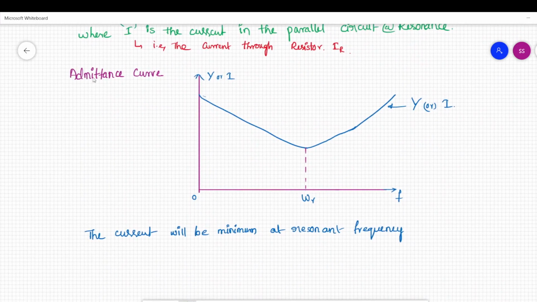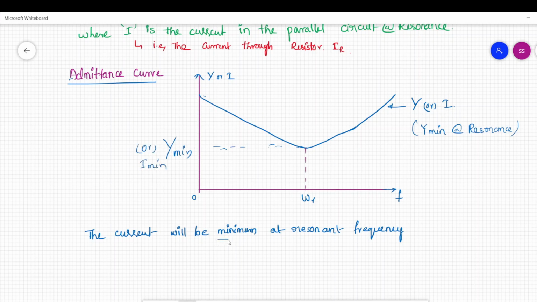Now let us see the admittance curve here. Okay, so here admittance is also minimum because impedance is maximum at resonance. Admittance is minimum at resonance. Similarly, the current is minimum at resonance. This is Y minimum or I minimum.